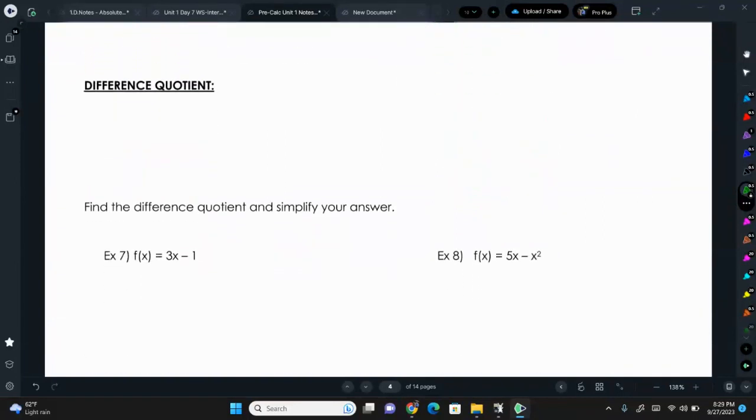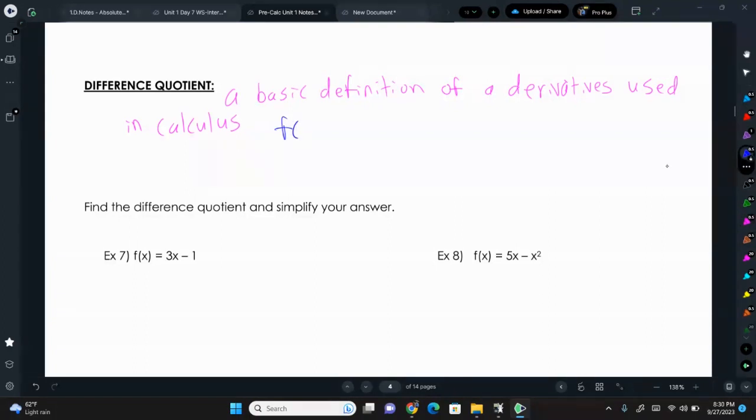And we have finally the difference quotient. What the difference quotient is, it's a basic definition of what is called a derivative that we use in calculus. And it's defined as f of x plus h minus f of x, all divided by h, when h cannot equal 0.